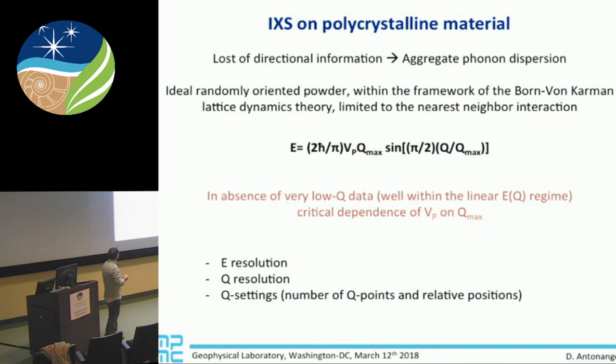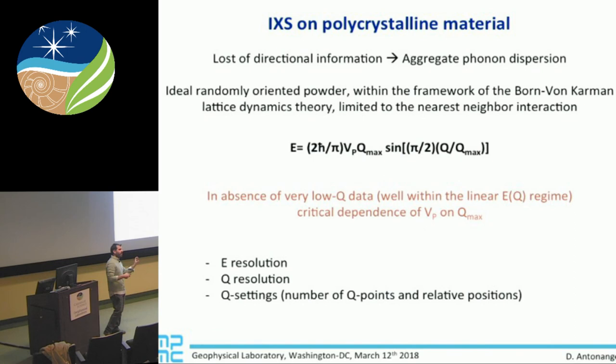Now, in the limit of an ideal randomly oriented powder, and if we limit ourselves to first-neighbor interaction within the framework of Born-von Karman lattice dynamics theory, the phonon dispersion is expected to have a sinusoidal shape and depend on two parameters: the compressional velocity and Q max, which is the value of exchanged momentum at which the sinusoidal dispersion reaches its maximum value. One thing to note is that these two numbers are coupled. So in the absence of data very close to the elastic line, really in the linear region, there is a dependence of the derived velocity on Q max.